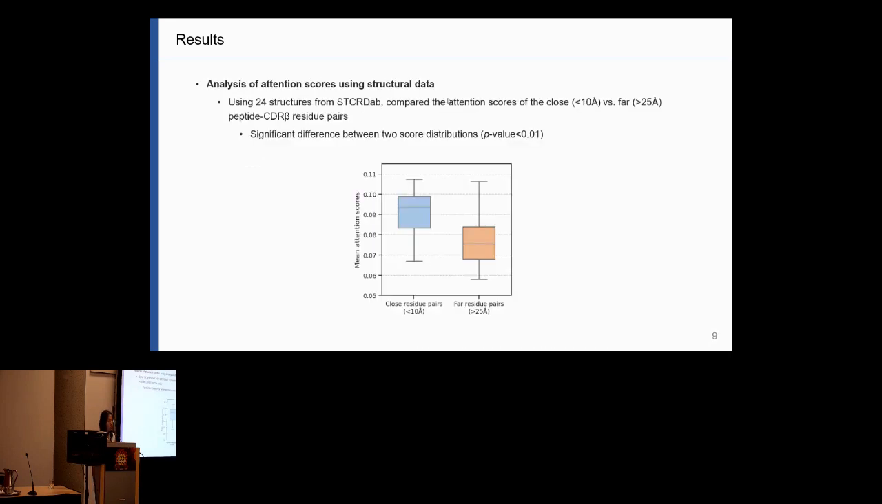We also analyzed attention scores from the reciprocal attention mechanism using structural data. So using 24 structures from STCRDab, we compared the attention scores of the close and far peptide CDR beta residue pairs. And we were able to observe a significant difference between the two score distributions.